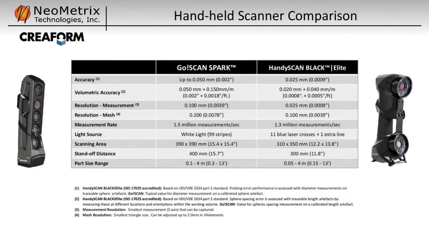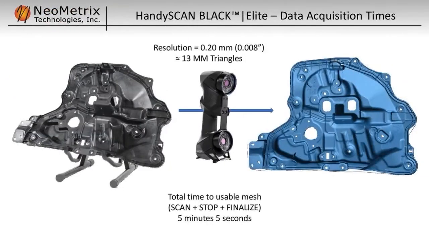All right, quick comparison chart. I won't go through too much of this. I'll let you screenshot it afterwards if need be, but GoSCAN on the left, HandySCAN on the right. HandySCAN is more accurate and can scan any surface without dusting, whereas the GoSCAN does color a little bit faster and is a little more budget friendly.